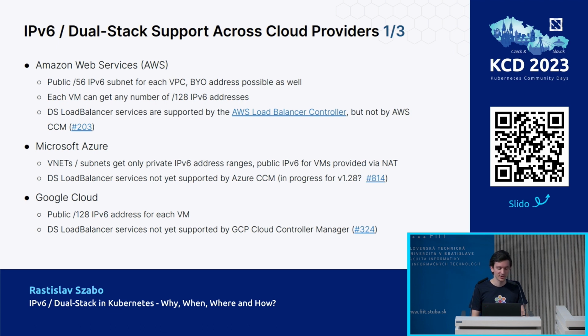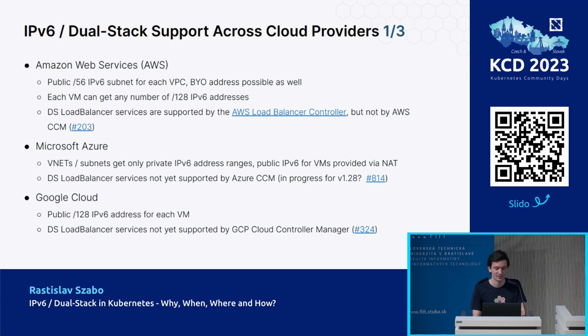In case of Microsoft Azure, the DualStack or IPv6 support is a bit different, I would say, because the platform would give you only private IPv6 address range for addressing your nodes and networks. And you would need to request public IPv6 for VMs on a per VM basis, and that IP would be like a virtual IP address that would be network address translated whenever the traffic is reaching your VM. And DualStack load balancer services are not yet supported in Azure Cloud Control Manager.